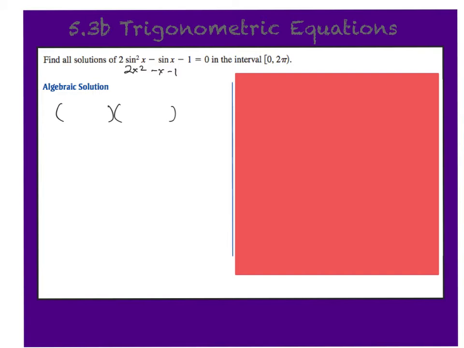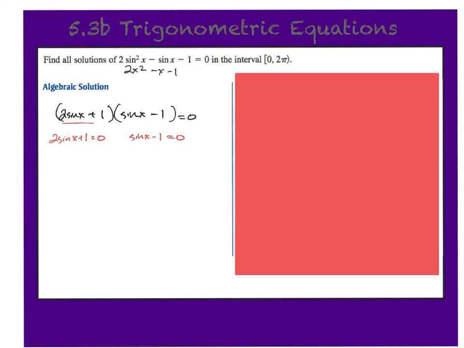2x plus 1. So now we have a 2 sine x plus 1 and a sine x minus 1. And it's set equal to 0. So I'm going to use the zero product property just like we did in Algebra 1. We set that part equal to 0. So now I have 2 sine x plus 1 equals 0. And sine x minus 1 is equal to 0.